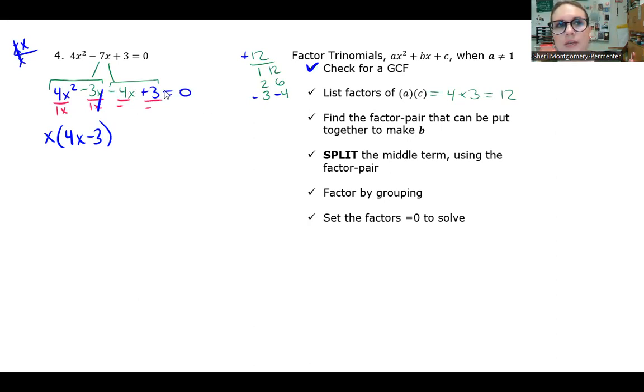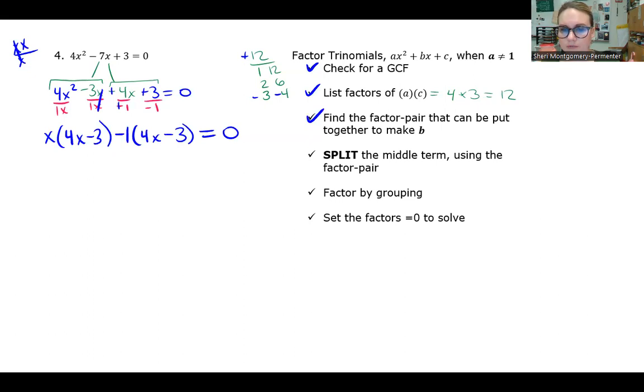Again, is there any number that can divide into both 4 and 3? Just one. And since we're pulling out a 1, this time it actually has to be a -1. So when we put it out in front, we need to make sure we do -1. Negative divided by a negative becomes a positive. 4 divided by 1 is 4, and there's an X. 3 divided by -1 is going to be a -3. Don't forget the 0.